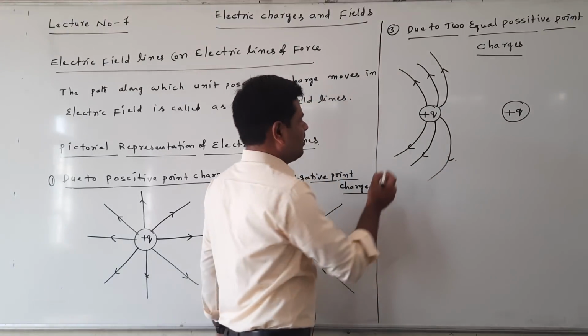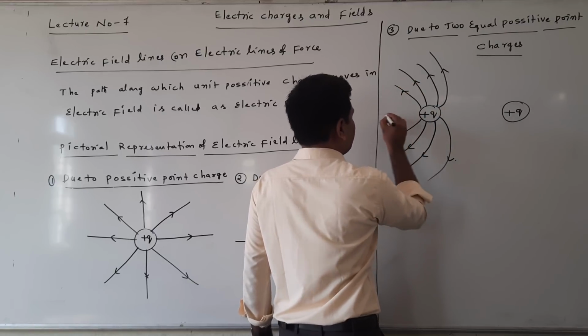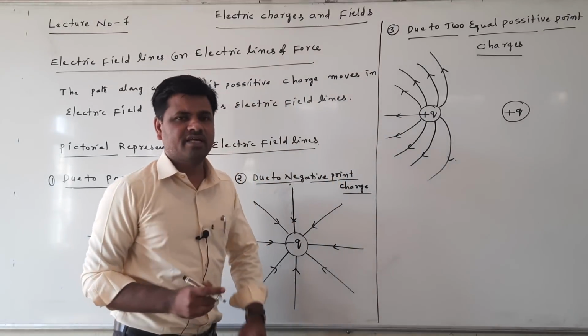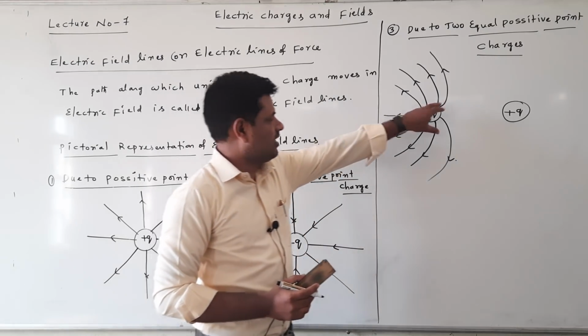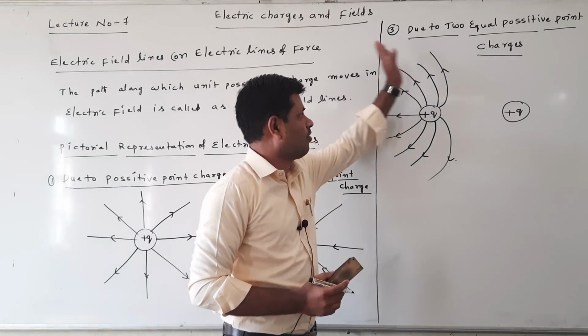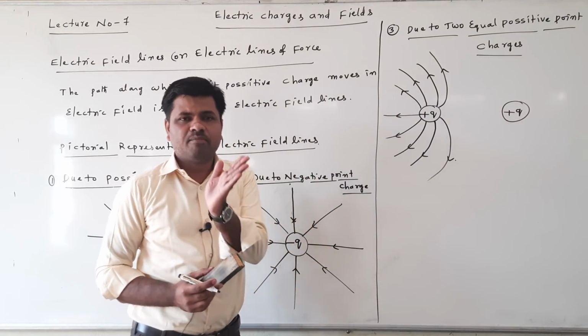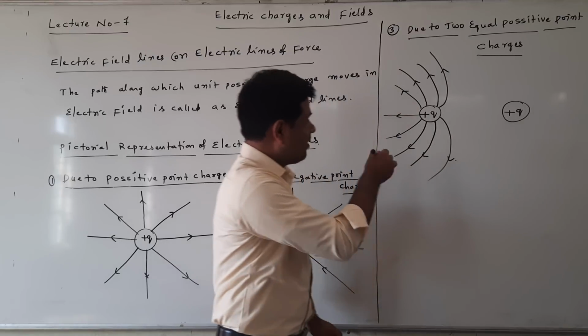See there, bending here, here also bending, here also bending. Here not bending, we are getting a straight line only. Why a straight line? Here the repulsive power is less. Gradually the repulsive power is more, so more bending. Gradually the repulsive power decreases, and the bending also decreases. But the electric field lines are away from the plus q charge.